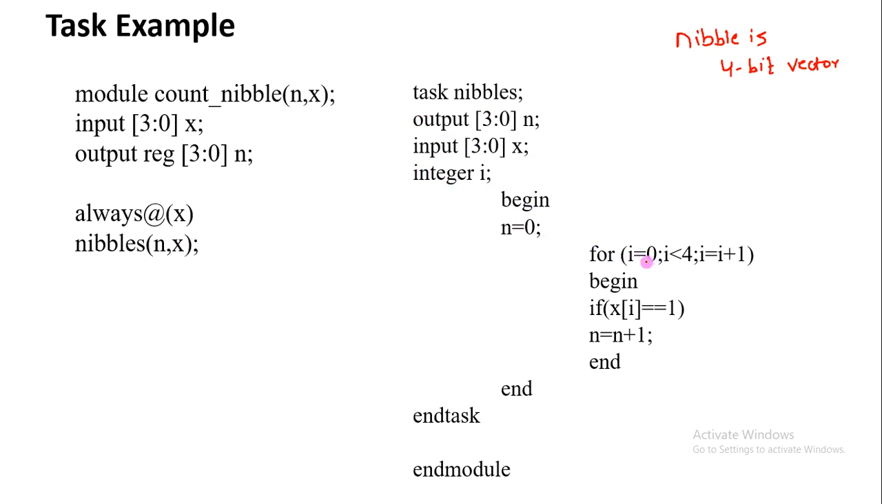Initially N is equal to 0. This N should count the number of ones here. For I equal to 0, I less than 4, because you have only 4 bits, so the maximum is 0, 1, 2, 3. That's it. So I plus plus. If x of 0 is 1, increment n. If not, end it.